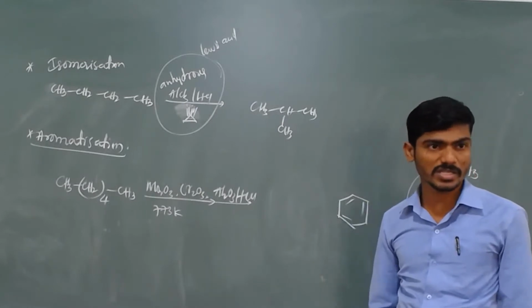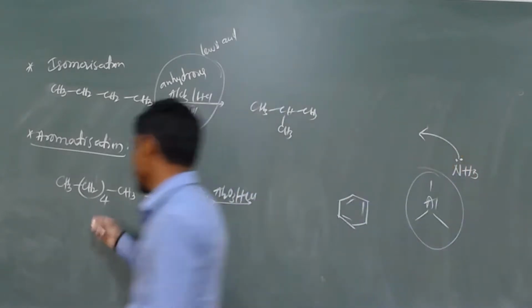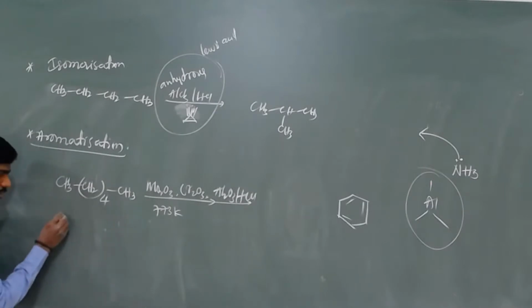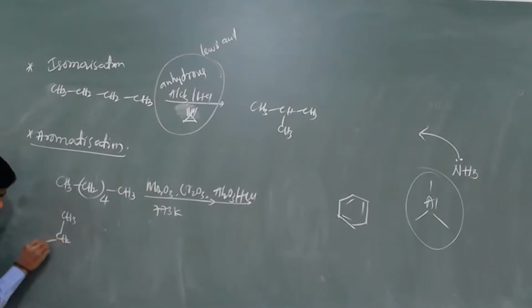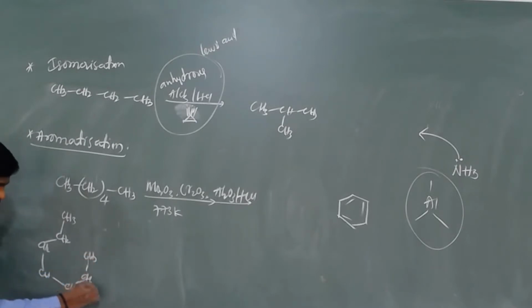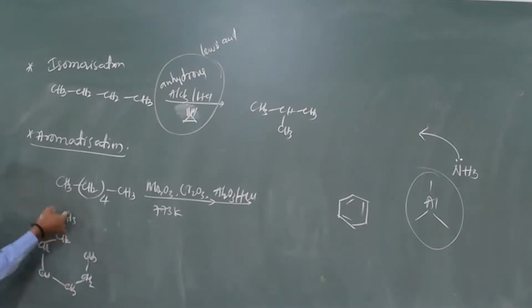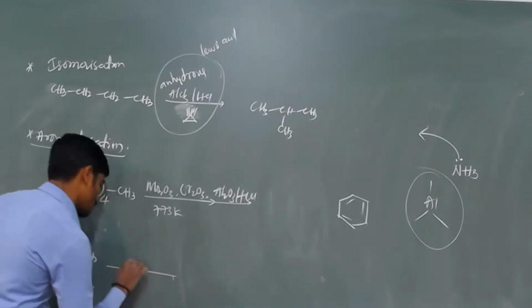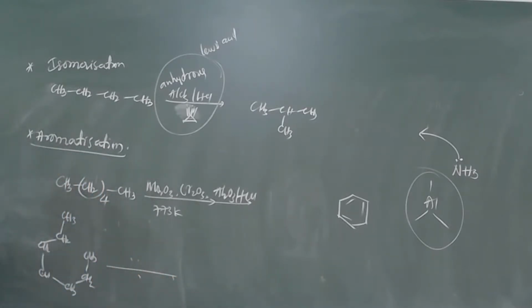First we must understand this. Suppose there are 7 carbon atoms: CH3, CH2, CH2, CH2, CH2, CH2, CH3. Numbering 1 2 3 4 5 6 7, the remaining terminal ones are CH3 groups. When this undergoes aromatization, what happens? A ring is formed at this position.